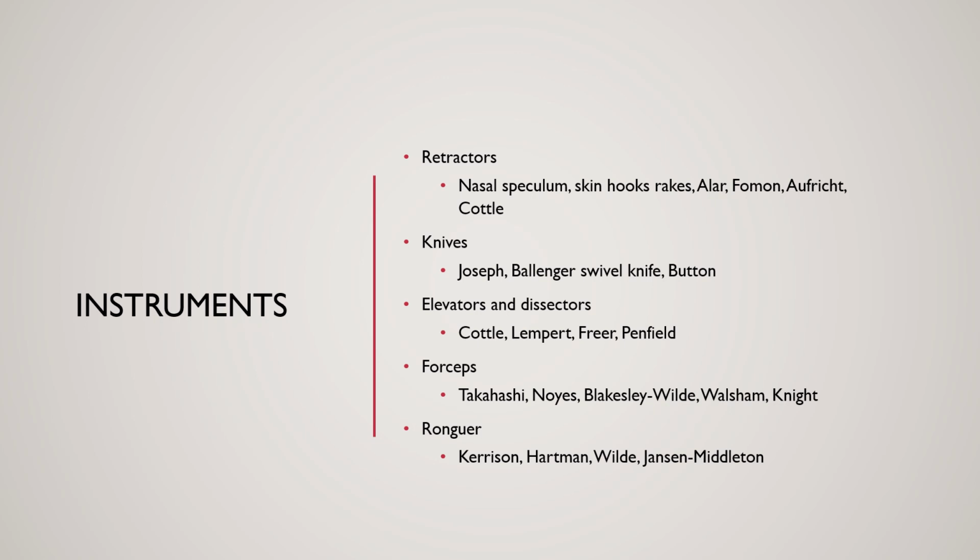We may also use a sinuscope to visualize those sinus passages. They come in 0, 30, and 70-degree lenses. The 0-degree lens is for sinus exploration. The 30-degree lens is for maxillary, sphenoid, and ethmoid sinus procedures. And the 70-degree lens is going to be for the frontal sinus.